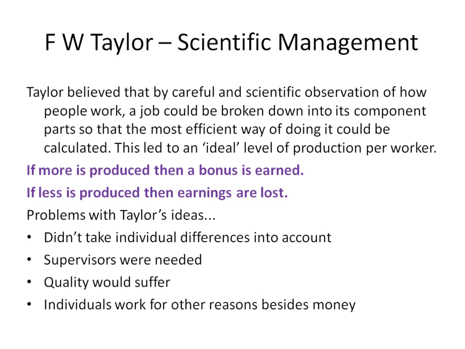So you can read the top bits, basically about what Taylor actually does. If there is more produced, then people get a bonus. It's sort of an incentive for them. But if there's less being produced, then earnings become lost.